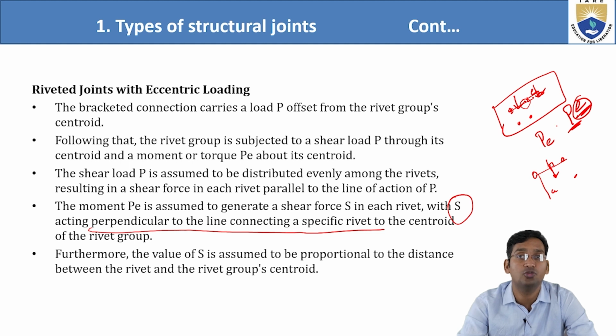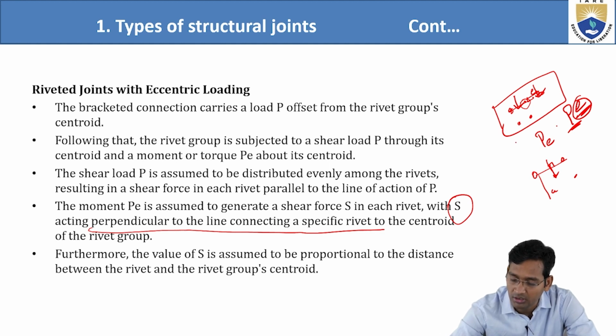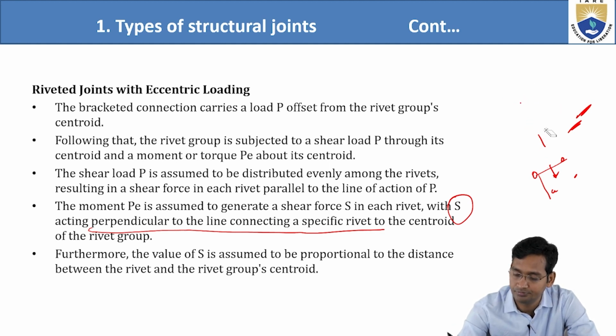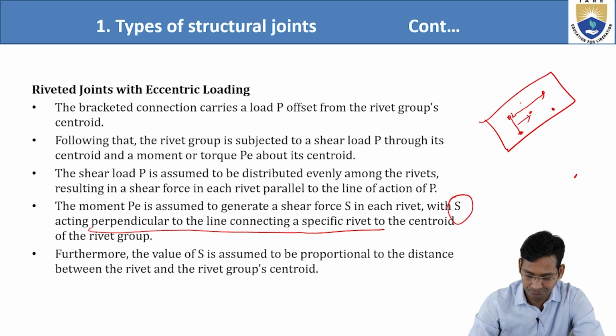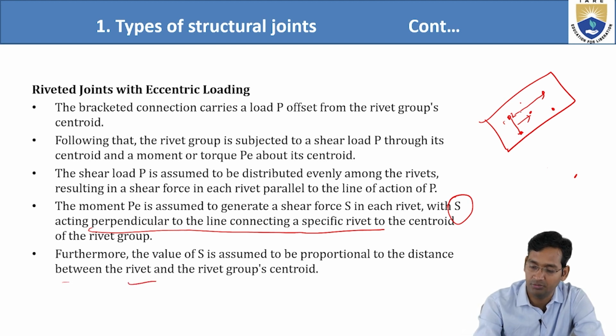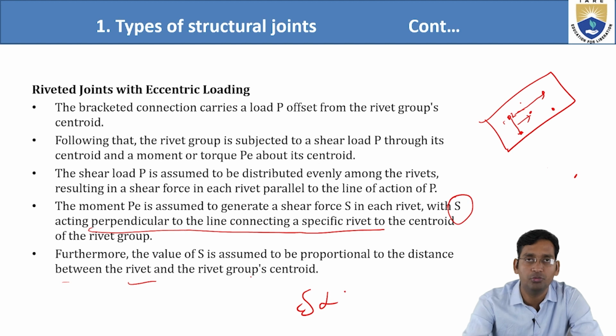Furthermore, the value of S is assumed to be proportional to the distance between the rivet and the rivet group centroid. So suppose here is one rivet, and these rivets have a centroid here. So S depends on what? This distance. So you can say S is proportional to the distance between the rivet and the rivet group centroid.